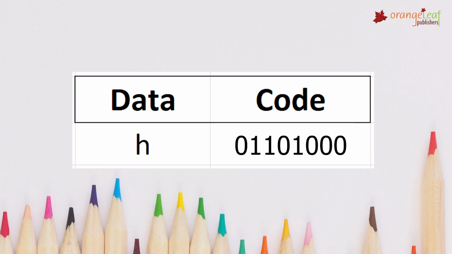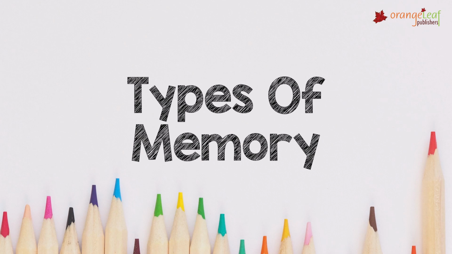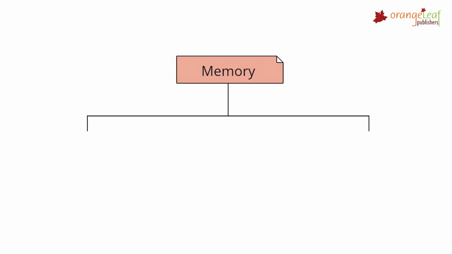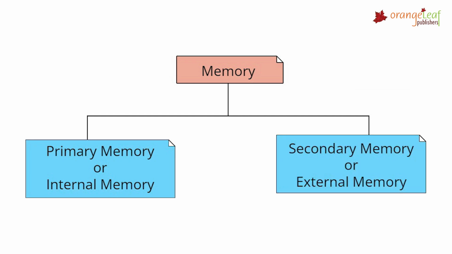Let's see this data code here. Data and code. If the data is H, it is converted into the machine code as 011010000. Now let's see the types of memory. There are two types of computer memory: primary memory or internal memory, and secondary memory or external memory.